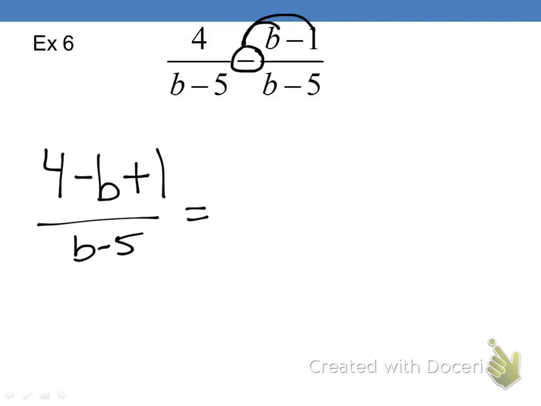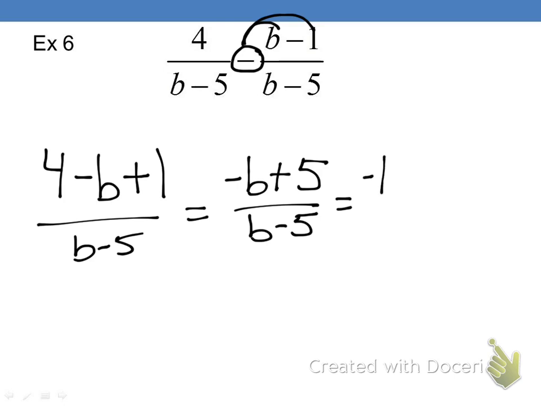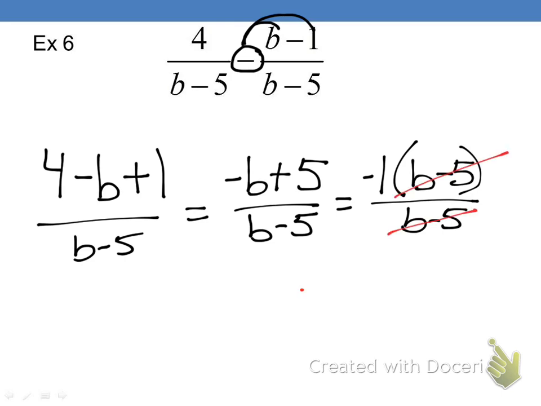So up top I have negative b plus 5 over b minus 5. So the b's have opposite signs. The 5 has opposite signs. Same thing. If I take out a -1 up top, the negative b becomes a positive b, and the plus 5 becomes a minus 5. So what's my final answer going to be? Just -1. Good.